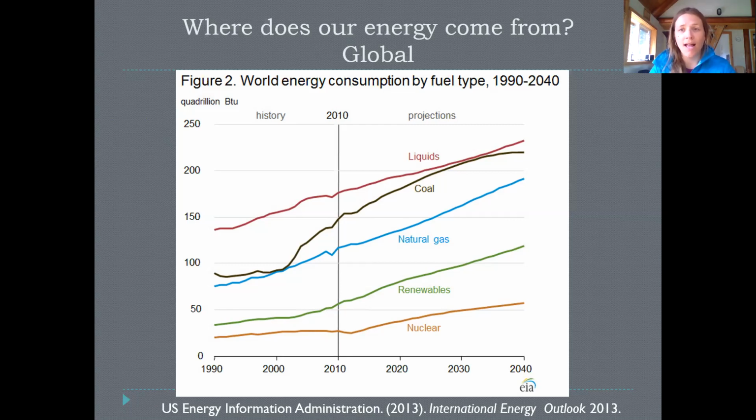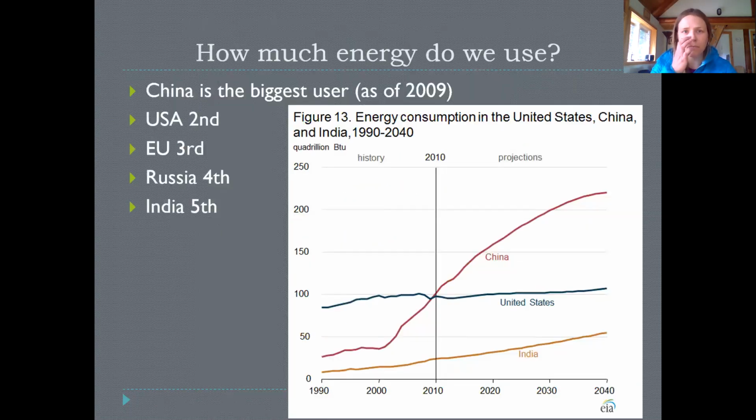And so again, just to illustrate, we are very, very dependent on and very, very accustomed to being able to use a large amount of energy. And so if we want to get away from these liquids, coal, and natural gases, all of which are the three highest fuel type uses globally, we need to be working hard to consider and develop alternatives.